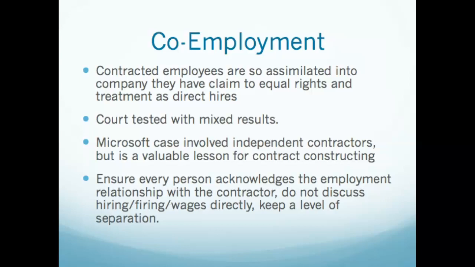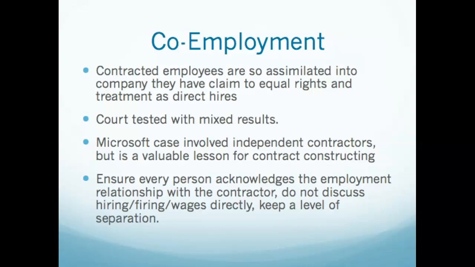Having a contracted person directly supervise an in-house person can lead to a co-employment issue. Inviting these people to company functions that normally would be reserved for employees only, the Christmas party, going to conferences, paying directly for their training to travel places to do things, can be a co-employment issue. You have to have a certain amount of separation.